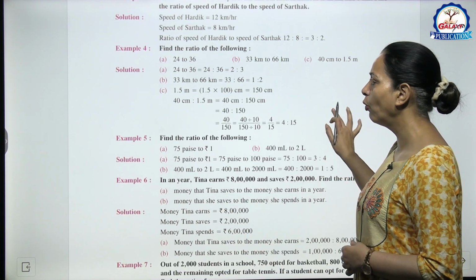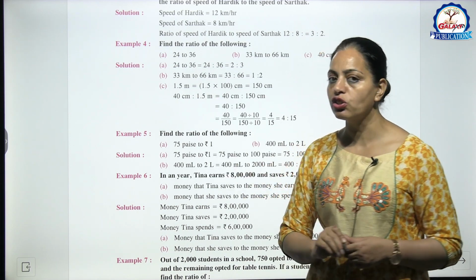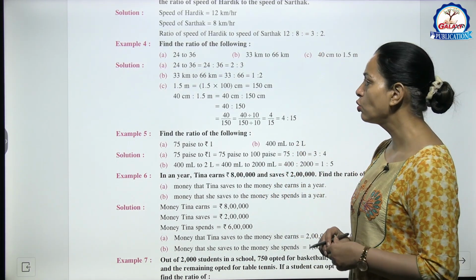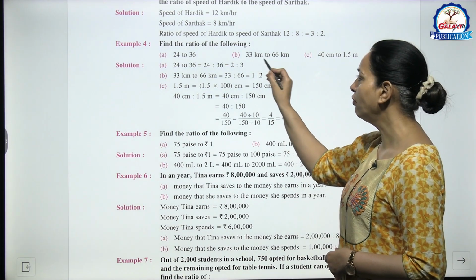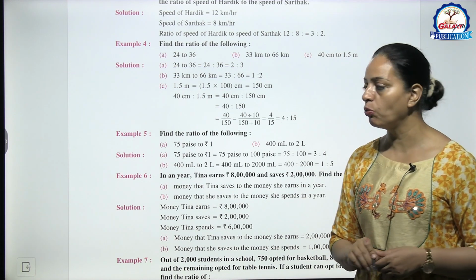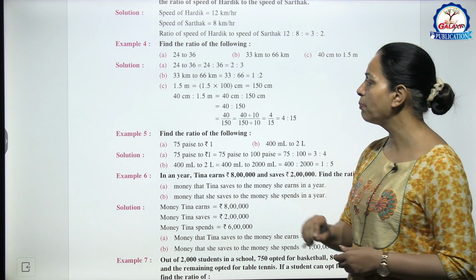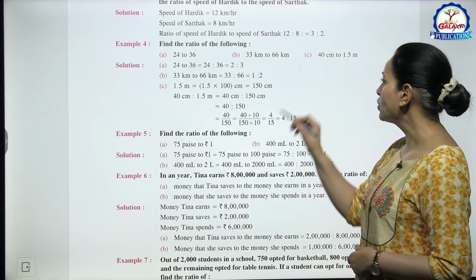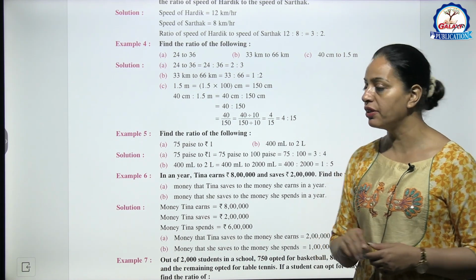Now example 4. Find the ratio of the following, like A part 24:36. Both the numbers are cancelled by 12. So 2:3 is the answer. B part 33 km to 66 km. So 33 ratio 66. Both are cancelled by 33. So 1:2, right? Now C part 40 centimeter to 1.5 meters.